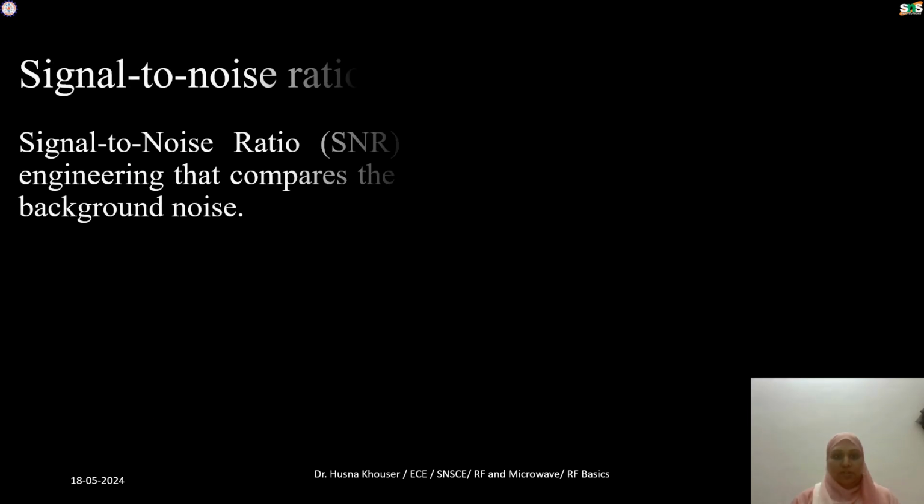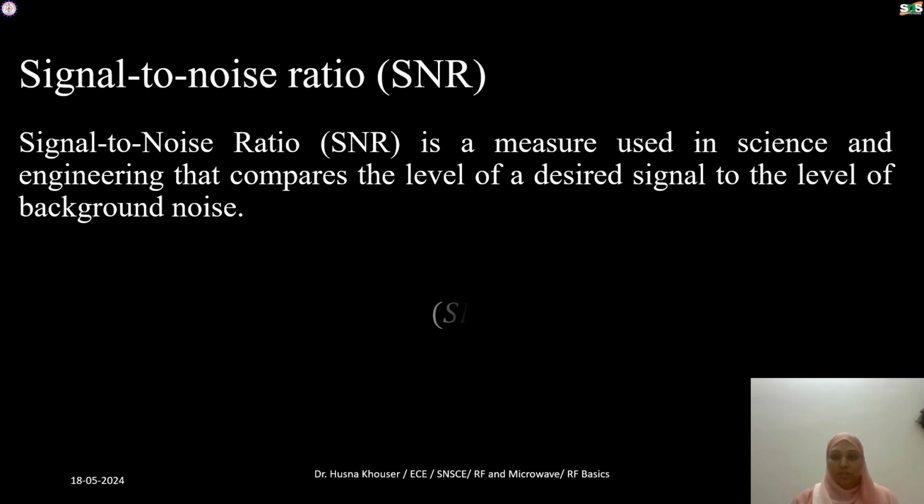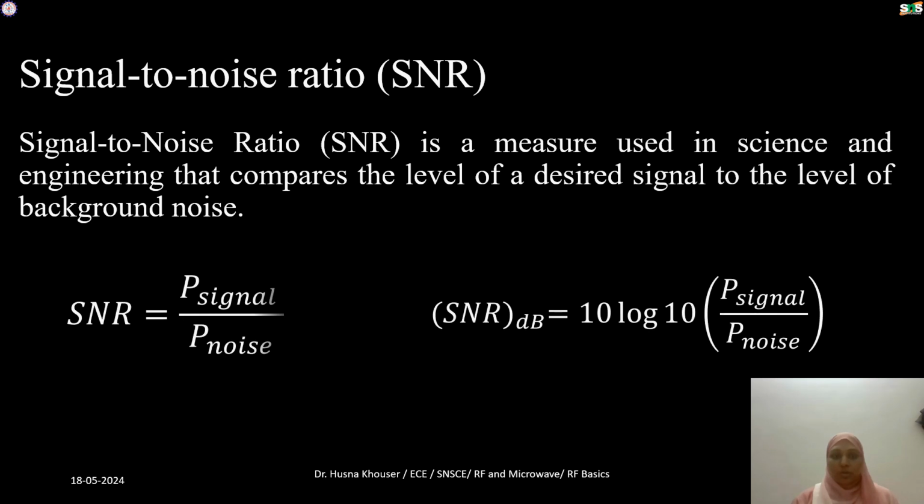The noise is measured with the signal to noise ratio. So how do we measure the noise? Noise can be measured using the SNR. SNR is signal to noise ratio. It's a measure used in engineering and science that compares the level of the desired signal to the level of the background noise.